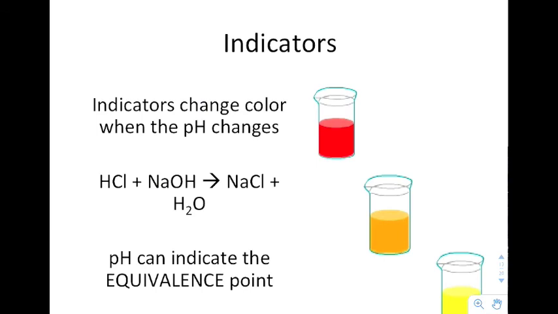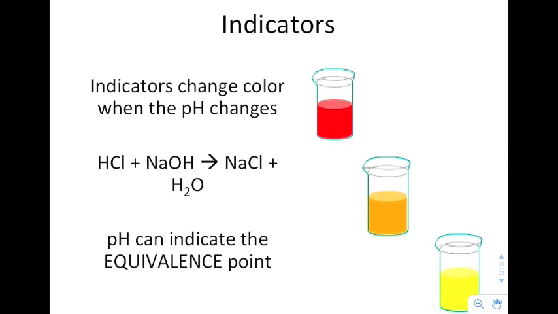Now, whenever you do a titration, generally you'll use an indicator. An indicator is a substance that will change color when its pH reaches a certain threshold. And you see that right here. You have something that starts off red, and that's probably because it's very, very acidic. Then, as you add NaOH to it, the color changes, and it changes when it hits a certain pH.